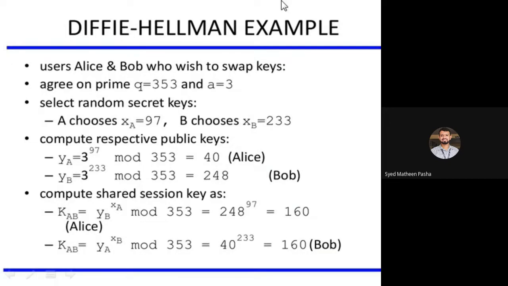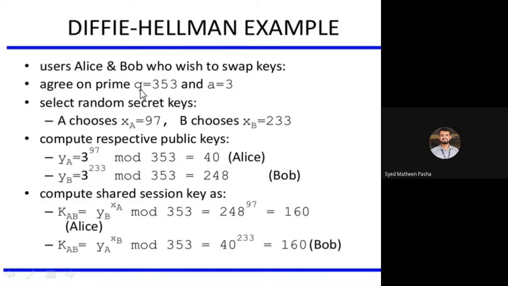So, one example with respect to Diffie Hellman. Users Alice and Bob wish to swap keys. So that is the question. Agree on prime Q equals 353 and A equals 3. Now you should see here, this will be given in the question. Q as well as A with respect to Diffie Hellman will be given in the question. Q is given, A is given.